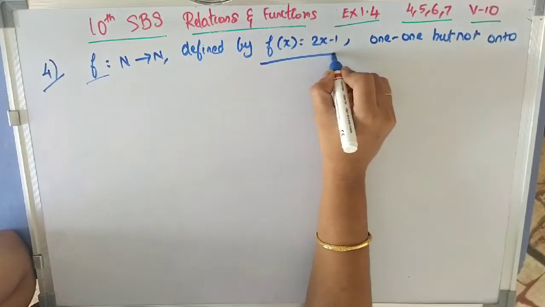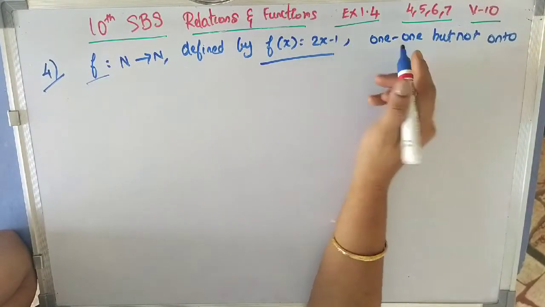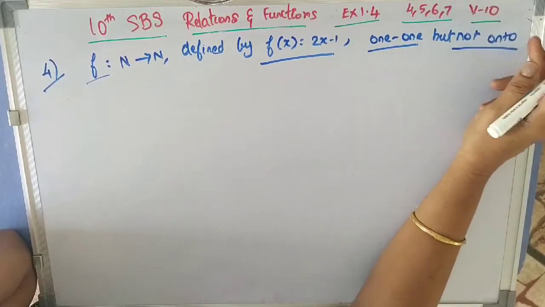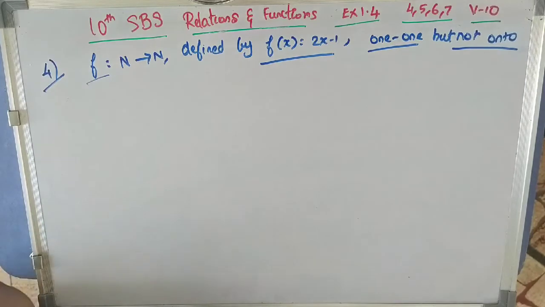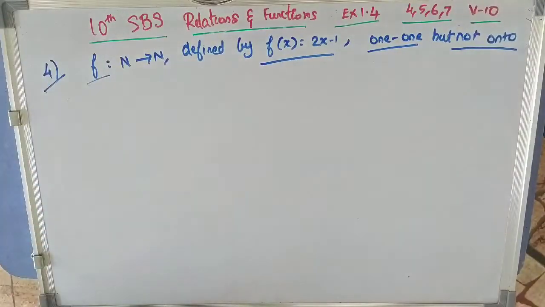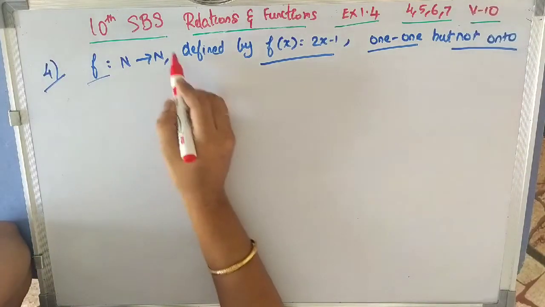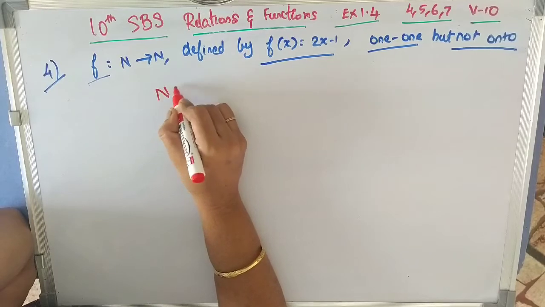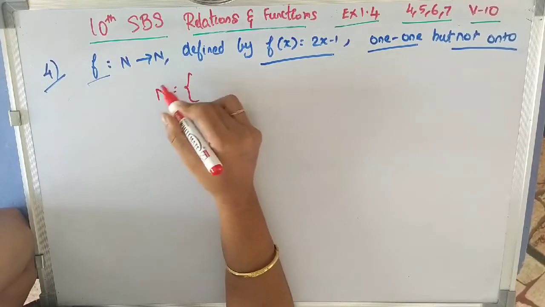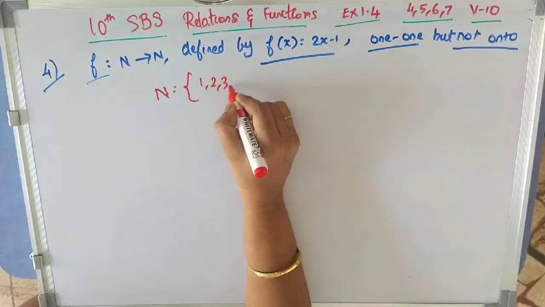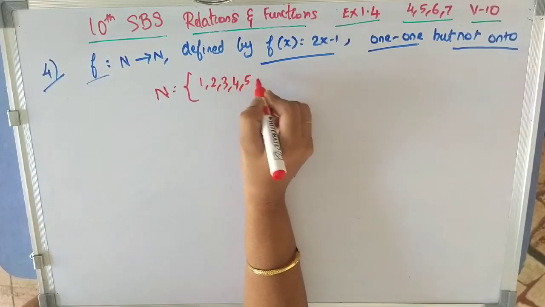Here the function is from natural numbers to natural numbers. The function is defined by f of x equals 2x minus 1. We should show that it is one-to-one but not onto. Okay? Now, what are natural numbers? They start from 1 and go like 2, 3, 4, 5 and it goes on. Right? So 1, 2, 3, 4, 5 and it goes on. These are natural numbers. Okay?